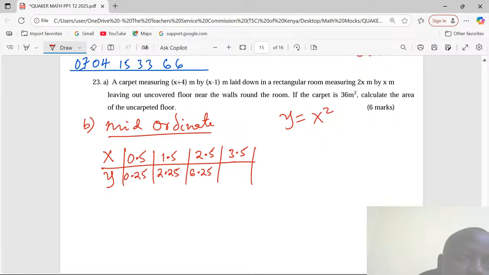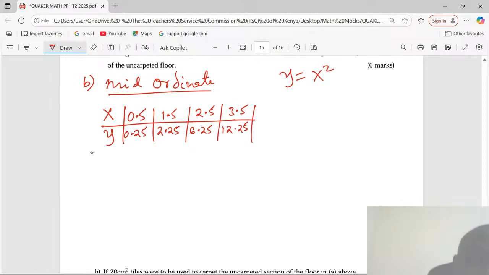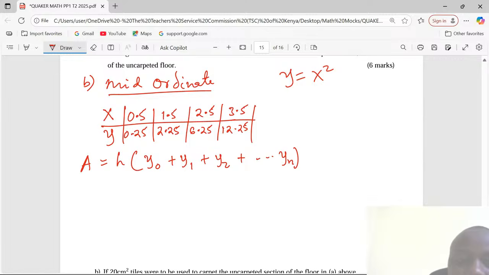3.5 squared, 12.25. That way. So now we say that area equals the height multiplied by all the values of the heights added up to the last one. So we need the height, which is the difference between the heights, just one.